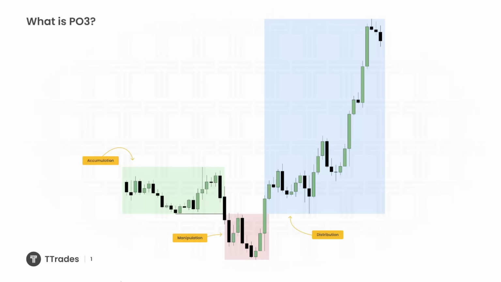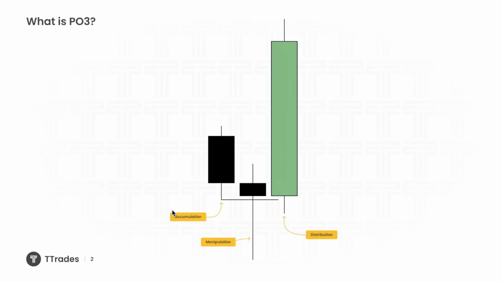So the first thing we're going to talk about is what is a power of 3, or what is AMD. Well, if you've seen my AMD video, we have accumulation, manipulation, and distribution. We have a consolidation range, which then has an opposing run, and then we are looking to trade this distribution or the real move. Now, this looks a bit confusing, and it's not very mechanical. So how do we define it? Well, that is where we will use swing points or candle 2 or candle 3.